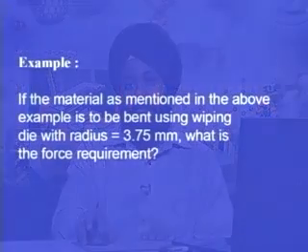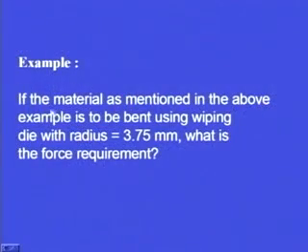Similarly, we take another example. In the second example, what is stated? The material here is the same as in the above example. It means that the value of Y, which was taken as 500 megapascal, will be the same in this particular case also. If the material as mentioned in the above example is to be bent using a wiping die and a radius of 3.7 millimeter, what is the force requirement?